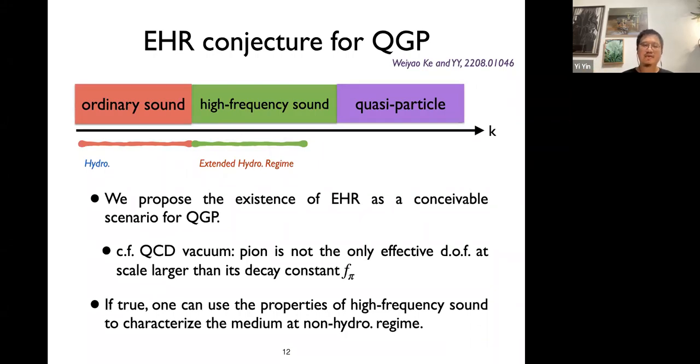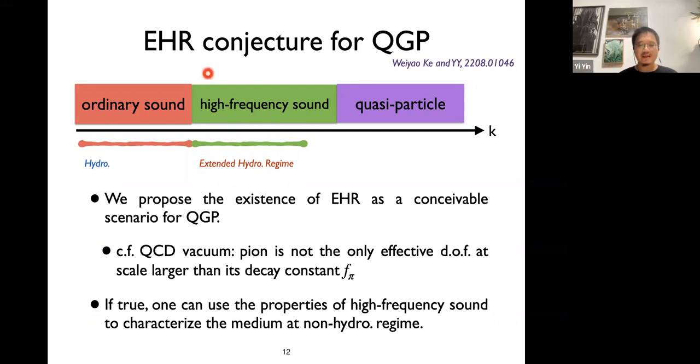I think this is quite a non-trivial scenario because if you think about the QCD vacuum, the pion is the only effective degree of freedom at scales smaller than the decay constant, say f pi. But if you go to scales larger than f pi, you need to include more degrees of freedom such as other resonances like rho mesons. But here our claim is that by going to the intermediate regions, we don't need to introduce more degrees of freedom. The dominant degree of freedom is still the sound wave, although they have different damping rates and different velocities.